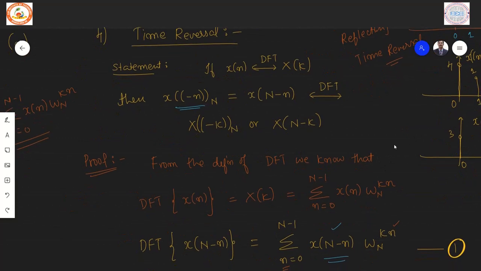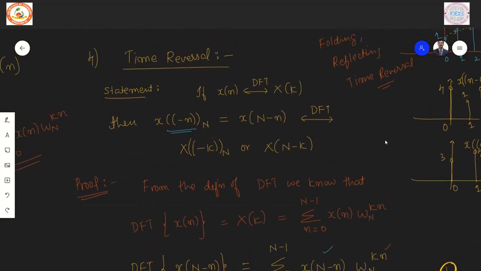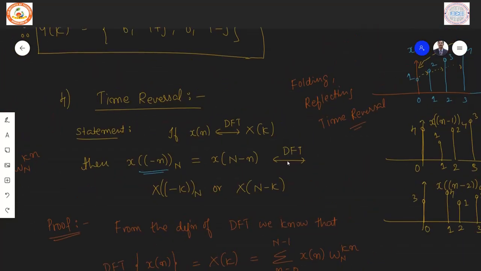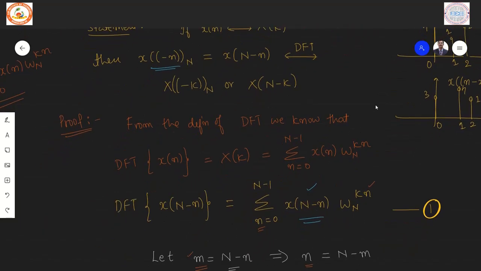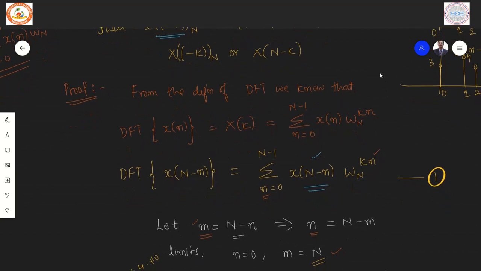It can also be thought of as shifting by N places here. It's one and the same, shifting by N places, or it is a reversal here. Both are the same. Okay. Now let us prove this particular property called time reversal.